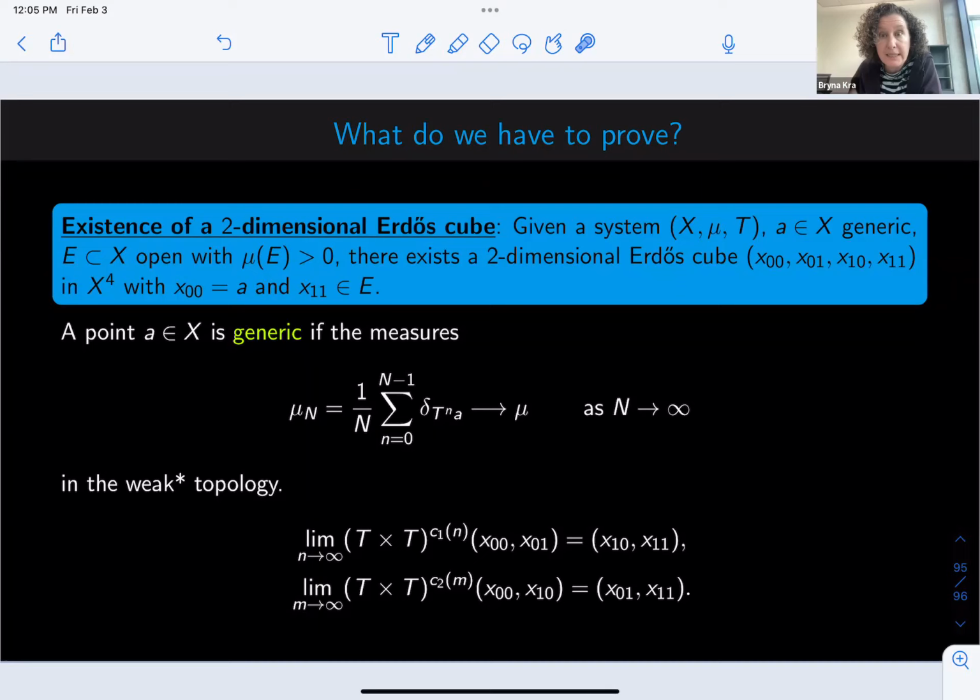So it's not just the existence of an Erdos cube, but the existence of an Erdos cube that will reflect the combinatorial properties of the set that we started with. That's reflected in where you start your cube, the fixed point A, and where you end your cube, so that you can guarantee you have the right kind of patterns, that you've come back close to where you started. Okay, so that is the statement that needs to be proven using ergodic theory.